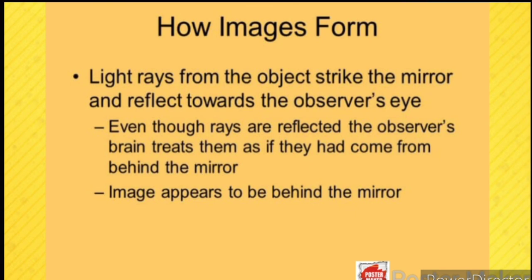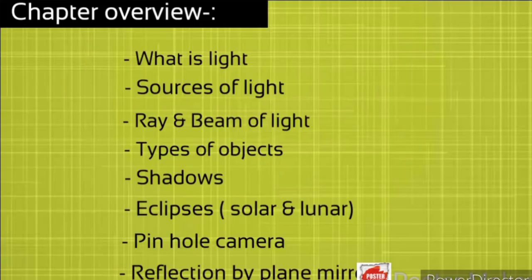Okay. So what all things have we seen in this chapter? We have seen about different kinds of objects. We have seen the ray and beam of light, then transparent, translucent and opaque objects. We have seen what a shadow is, what we mean by solar and lunar eclipse, a pinhole camera, and the last topic that we've seen is the plane mirror. This is all that we have to cover in this chapter.